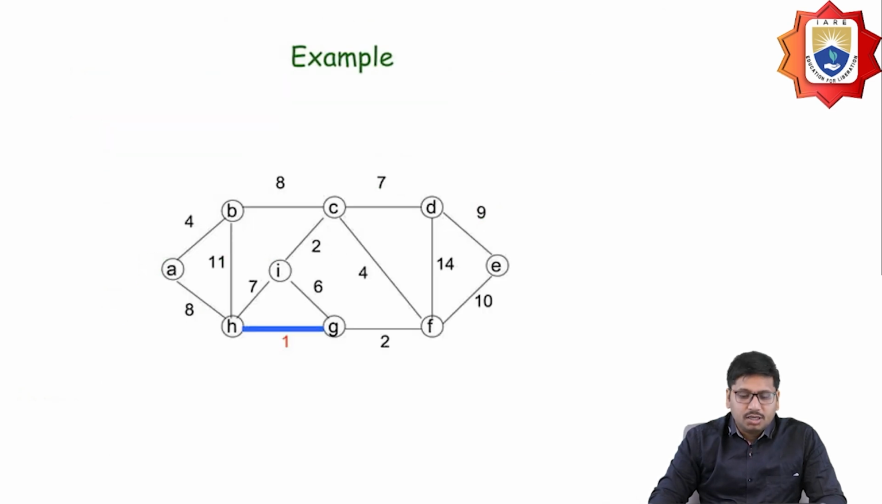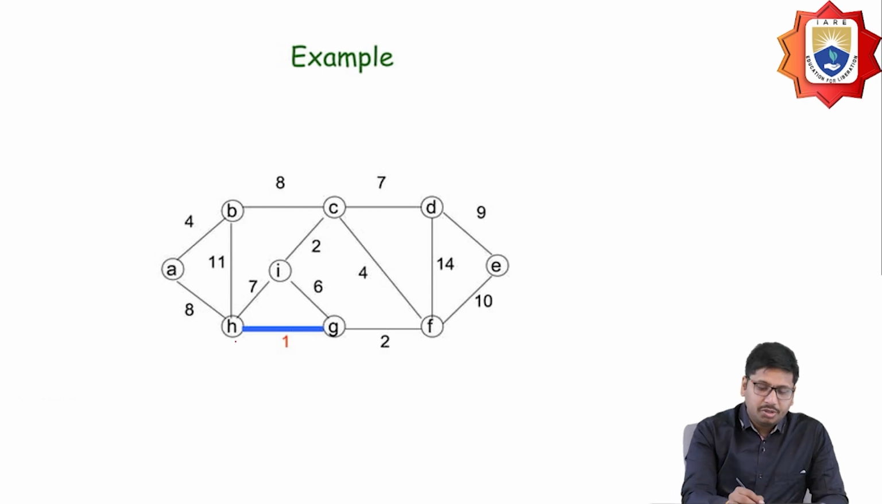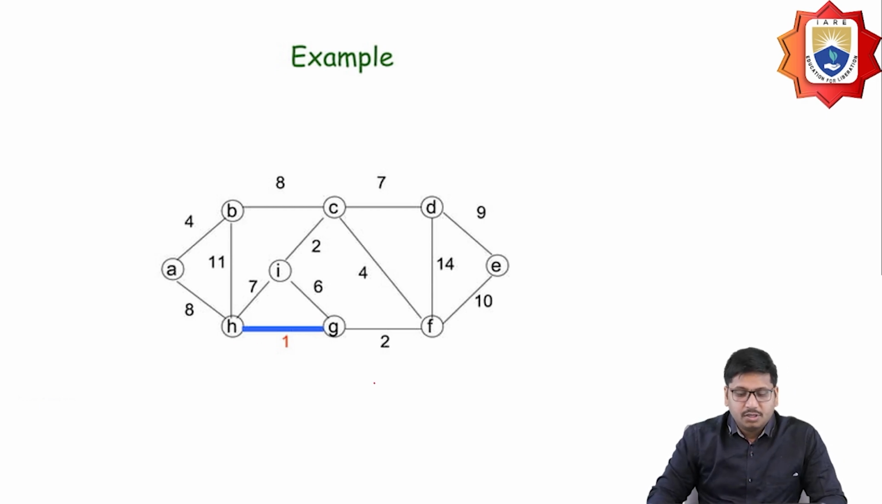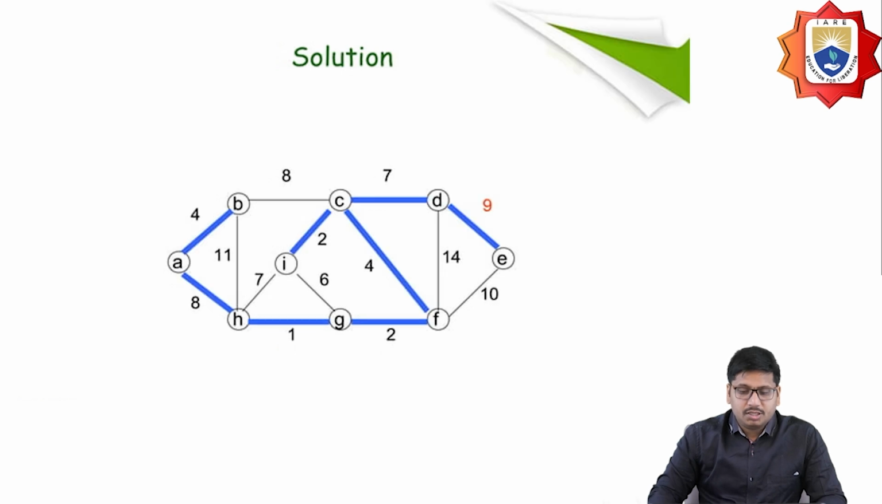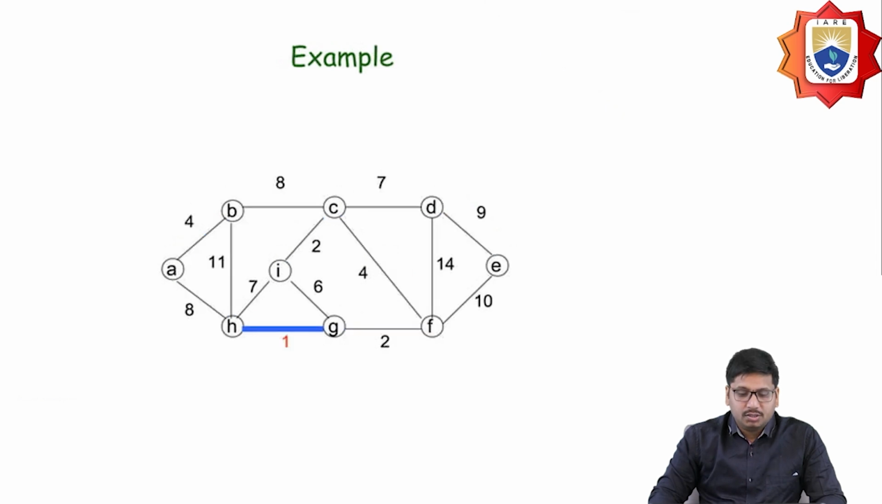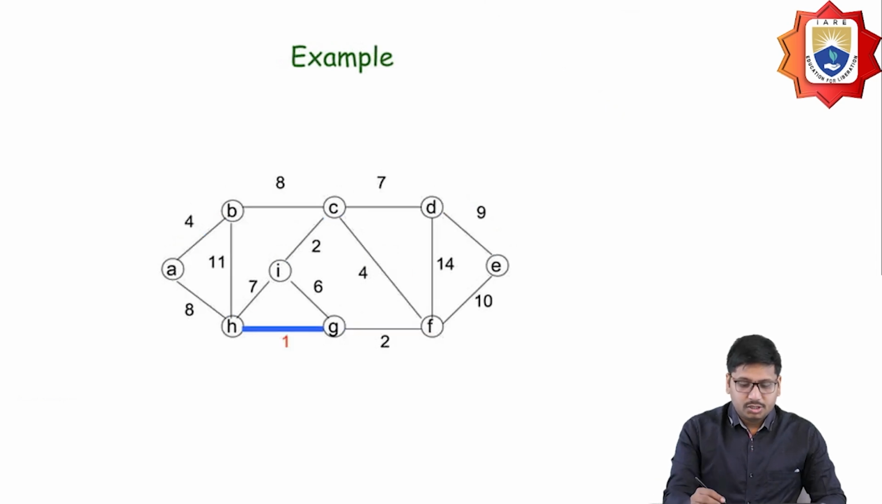So let us consider another example. So we're going to construct this. So in this one, what is the minimum edge? That is 1. So that is going to be selected first. And the next minimum is 2. So how are we going to construct this one?